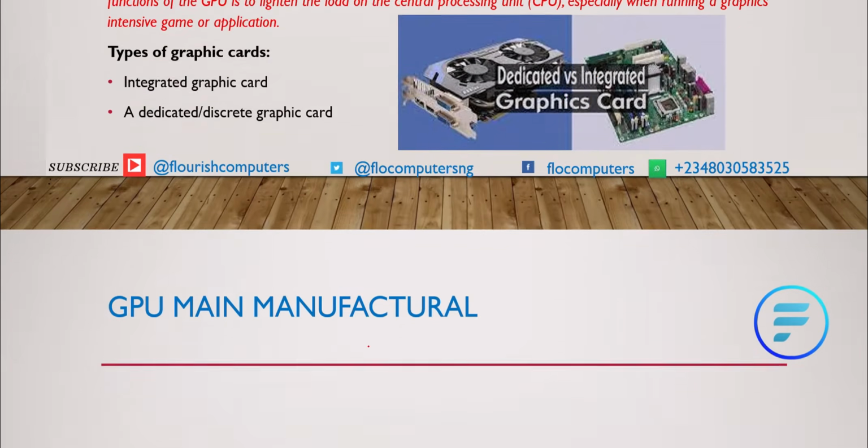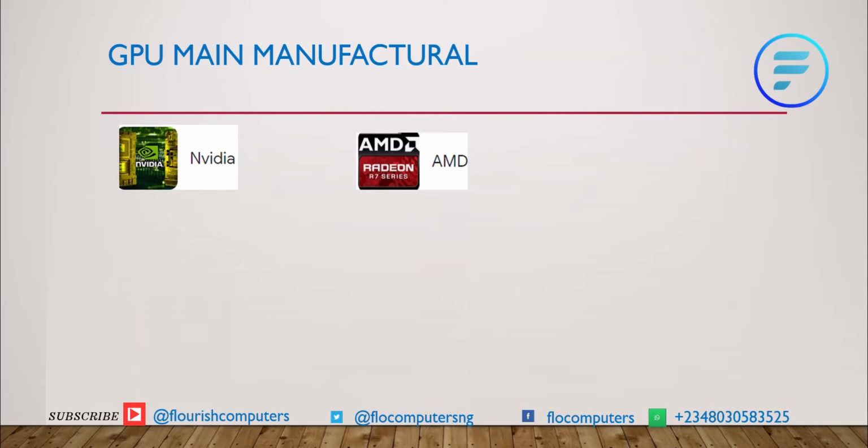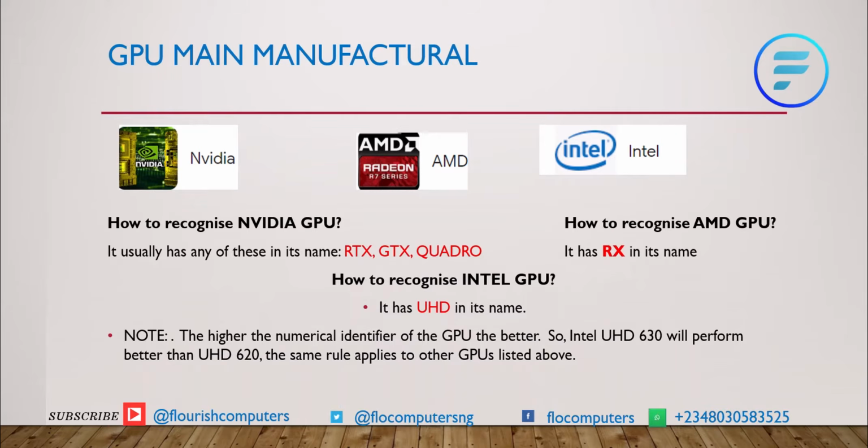Now, let's go to the next layer and talk about the main manufacturers of graphic cards. There are so many manufacturers of graphic cards, but in this lesson, we are going to focus on the major ones. The first one is NVIDIA graphic card. The next one is AMD, and then we have Intel graphic card. Not only these three are manufacturers, but I'm going to focus on just these three. And now, how do you recognize an NVIDIA graphic card? It usually has any of these in its name. If it's an NVIDIA graphic card, when you pick up a system, just check the description of that system.